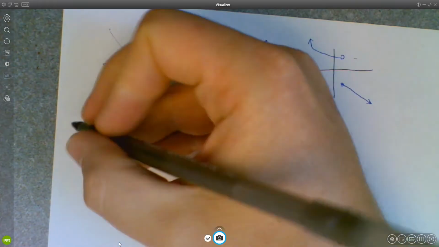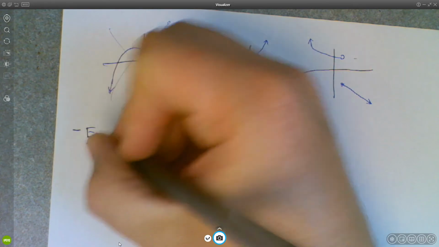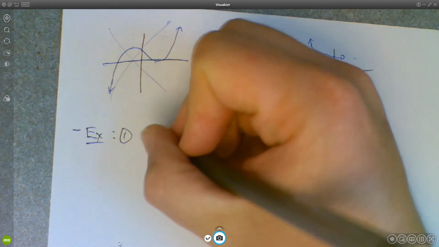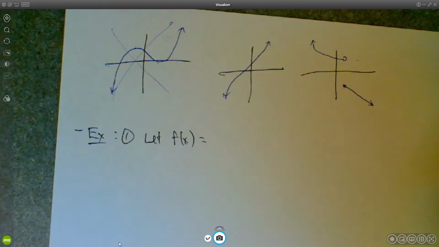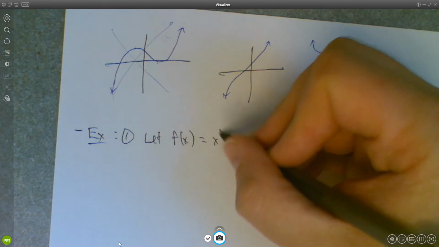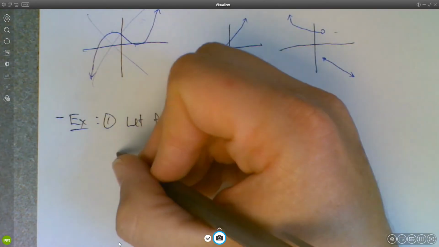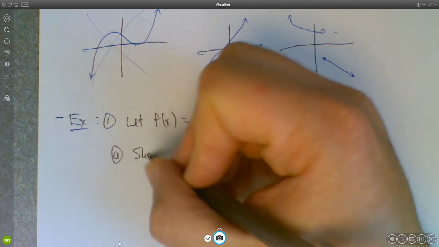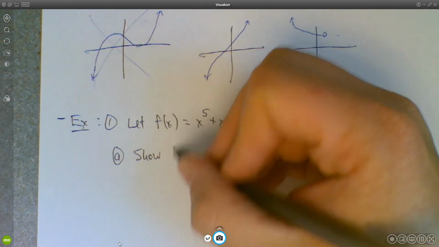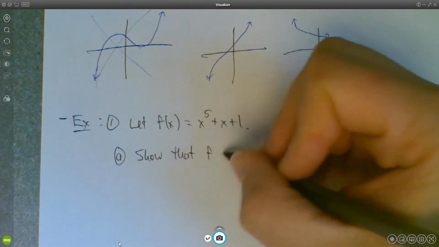So let's let f be x to the 5th plus x plus 1. And first of all, let's show that f is 1-to-1.